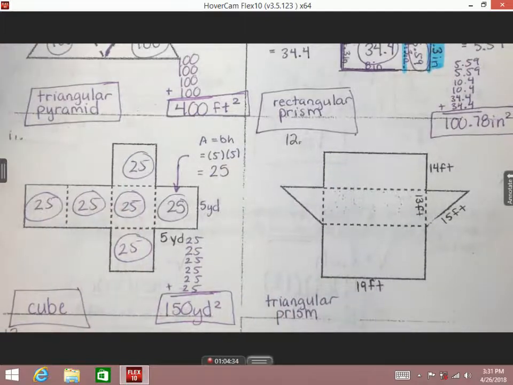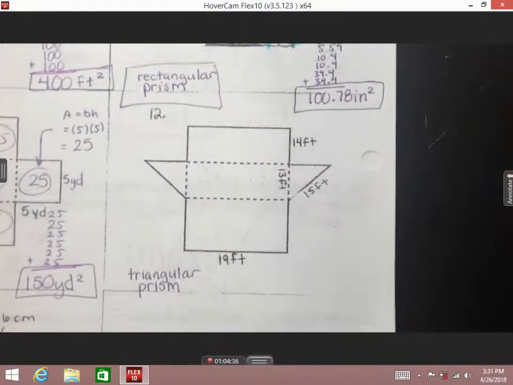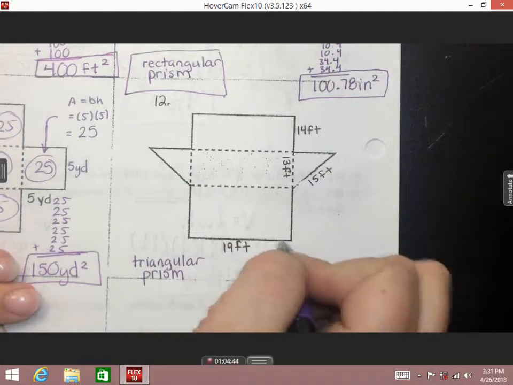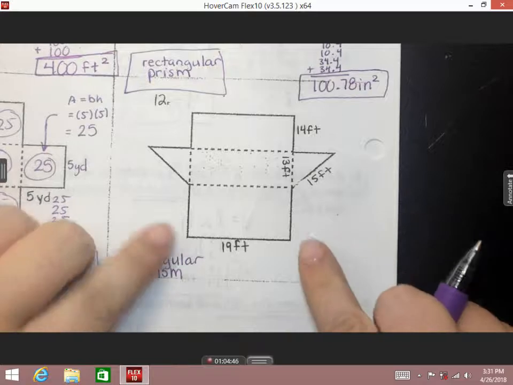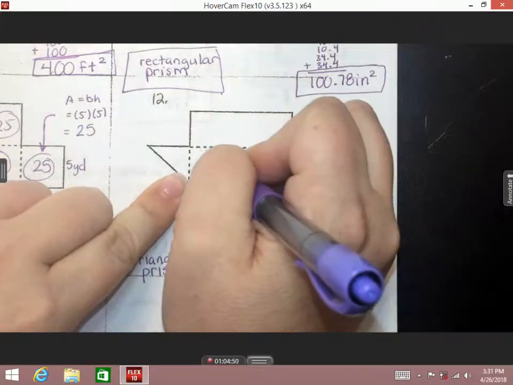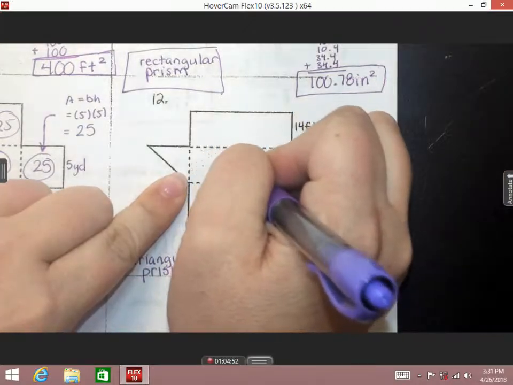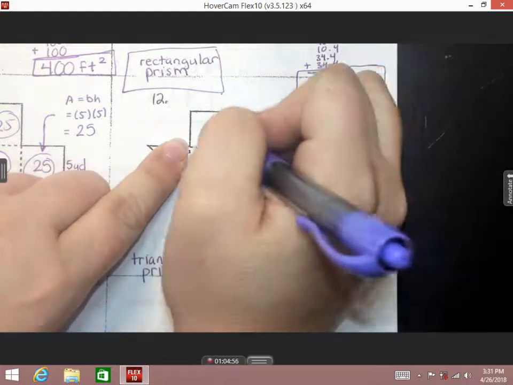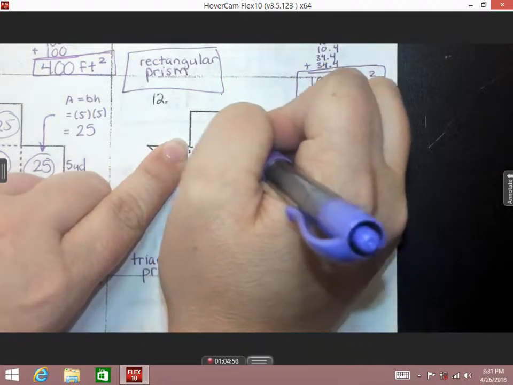All right, number 12, the dreaded triangular prism. This one can be a little bit challenging, but we got it. All right. So we have 19 feet down here at the bottom. Now remember, if it's 19 feet here, as I move up, the top of that rectangle is also going to be 19 feet. Remember, I'm not writing it in the box, just on that line, very small. Same thing here, we're going to have 19 feet, again, very small.